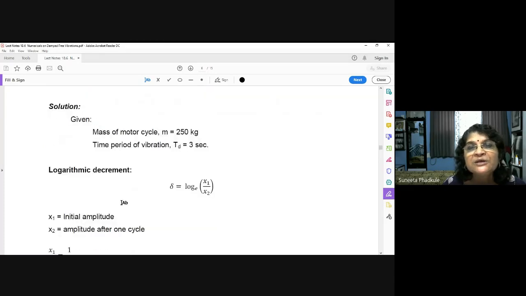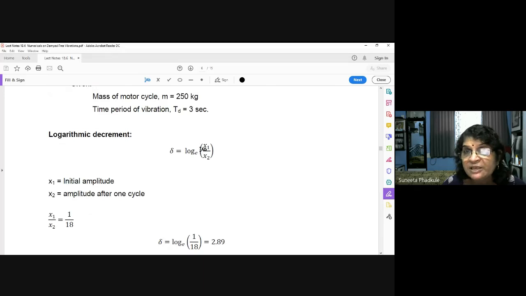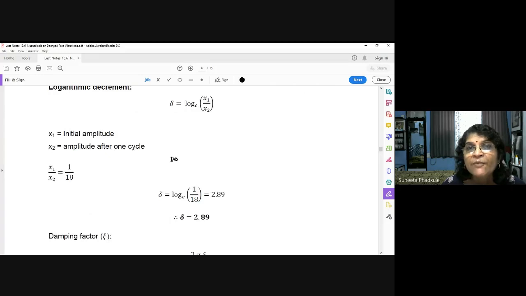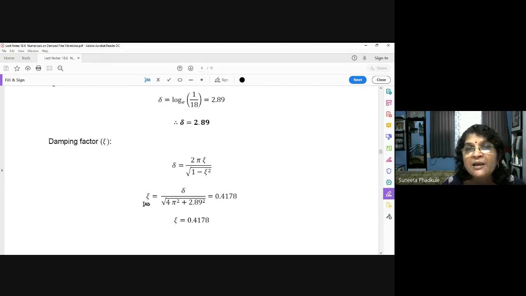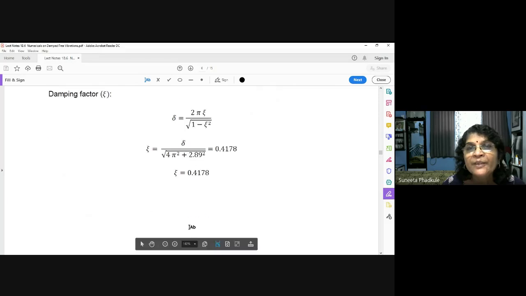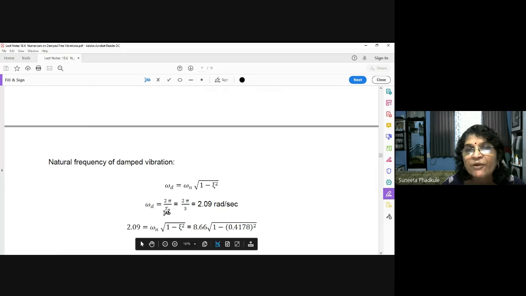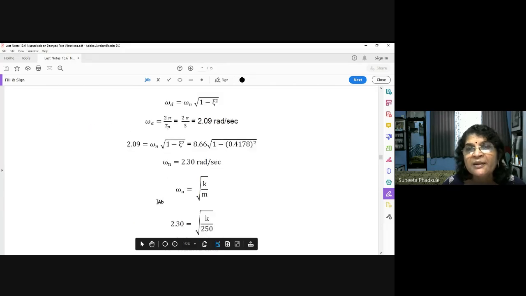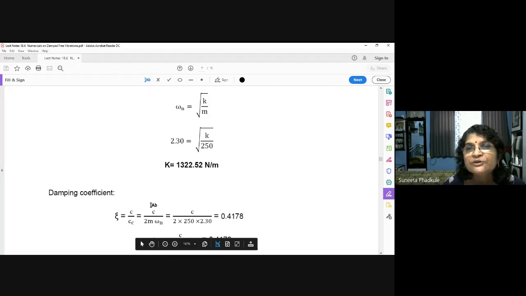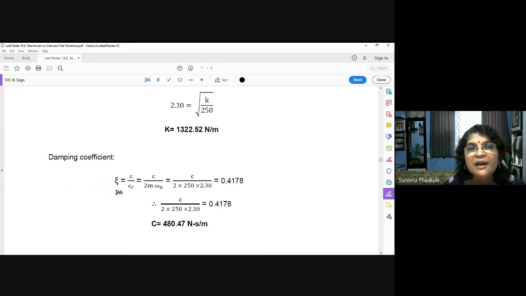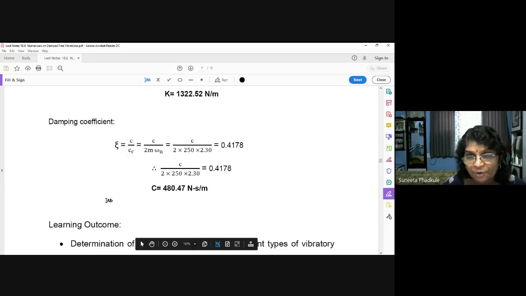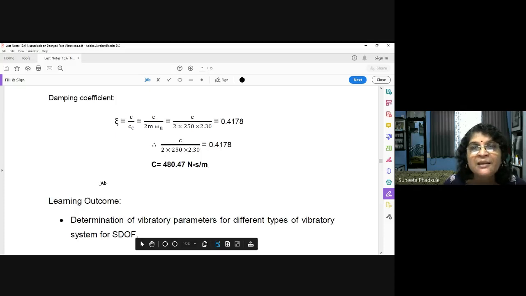First you have to find out x1 upon x2, this ratio given in one cycle, how much is the reduction. From this find out delta, from delta find out zeta, from zeta find out omega n. And how to find out omega d? From the given time period. Once we find out omega n, find out k. This gives you the spring stiffness, and then from zeta, knowing Cc, find out C, that is the damping coefficient. Understood? Very simple problem to find out the value of C and K.